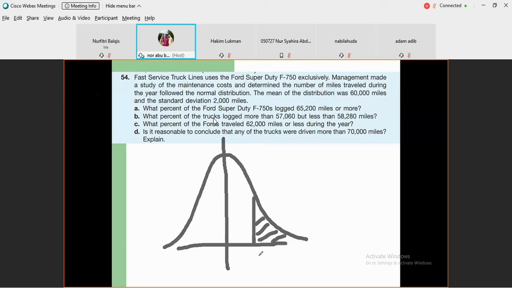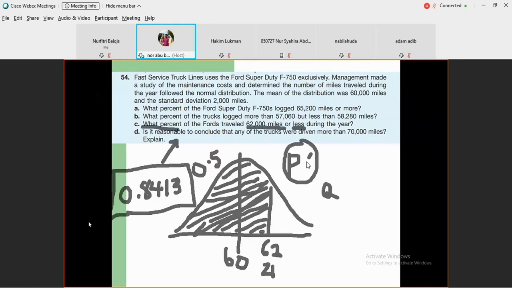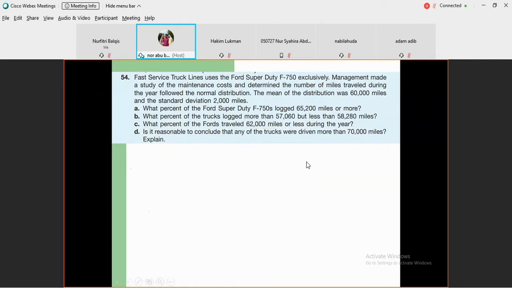Okay, jadi sorry. Macam tak logik kan? 70 macam tu. Sekejap.